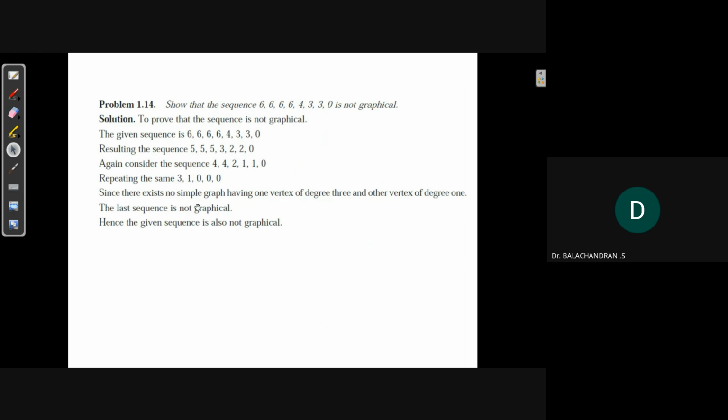The last sequence is not graphical. Not graphical means we cannot draw a graph using this degree sequence. Hence the given degree sequence is not graphical. Not graphical means again we cannot draw a graph using this degree sequence.